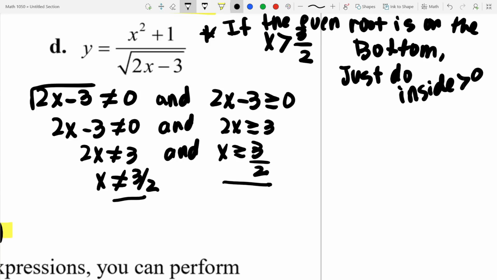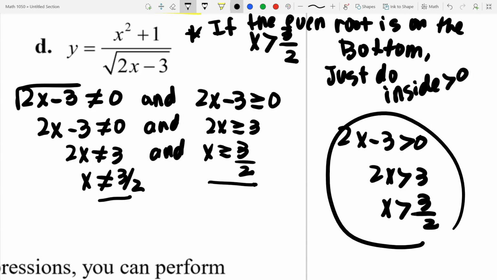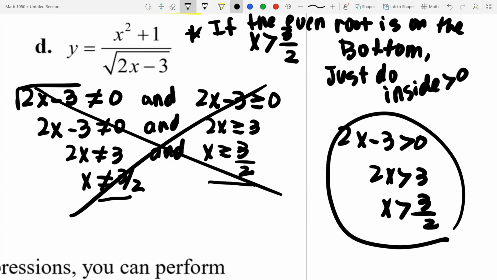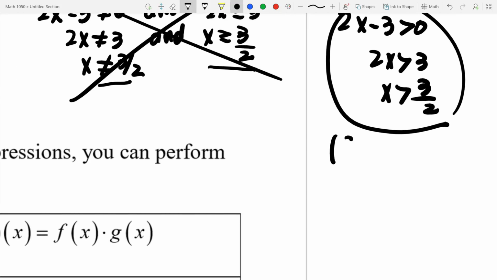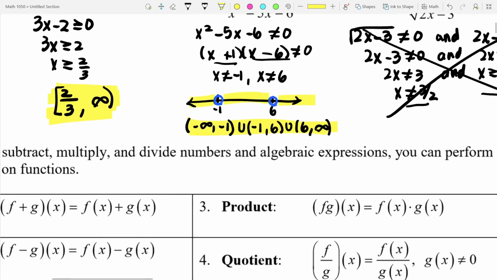You go, oh, I have an even root, but the even root's on the bottom, so I'm going to take the inside and say that it must be greater than 0. Therefore, 2x must be greater than 3. Therefore, x must be greater than 3/2. I would way rather do that than all that, right? And I'm telling you it's okay if you do. So 3/2 and bigger. So that's going to be 3/2 with a parenthesis to infinity with a parenthesis, and we're done. That's it. Okay, who says I'm good? Raise your hand. Let me see how we're doing. Okay, great. Okay, let's move on.